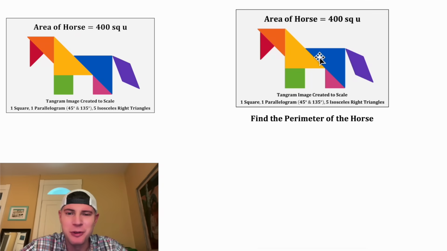Hey guys, this looks like a fun one. We're given a tangram image of a horse, and we're told that the area of the horse is equal to 400 square units. And the question is asking us to find the perimeter of the horse.